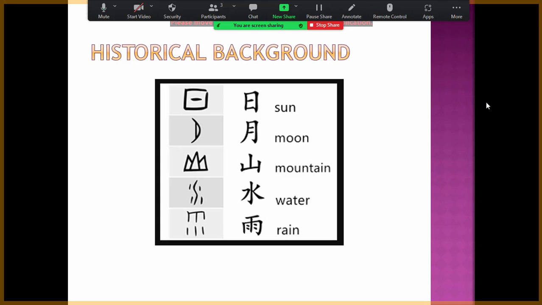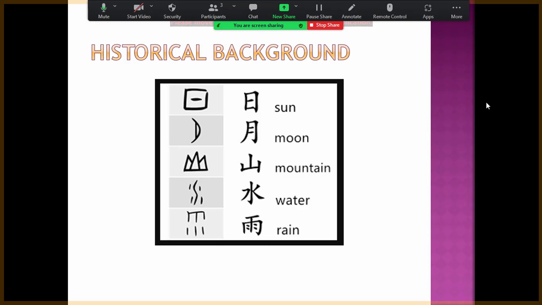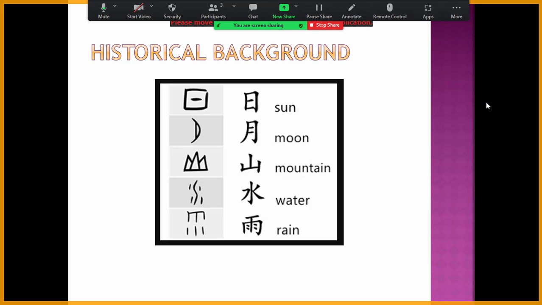It is very clear how they were writing in the old times, and now today the modern Chinese is written in this form. Okay, we will learn it. Now you can see how sun, moon, mountain, water and rain modernized, right? So it is very interesting if we learn from the pictures.